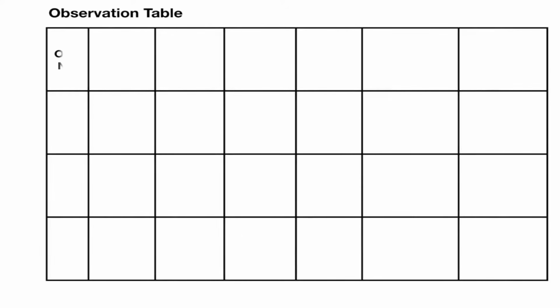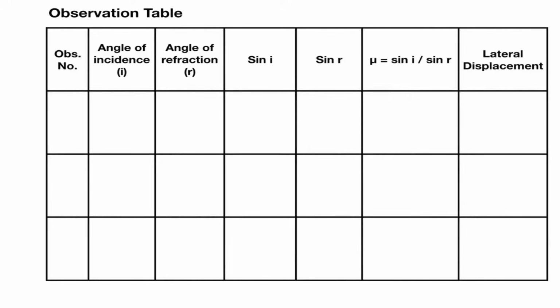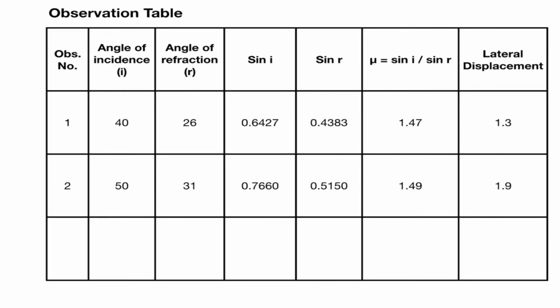Now put the values of i and r in the observation table. Find the values of sin i, sin r and calculate the refractive index. Refractive index is 1.47, which is almost equal to the ideal value 1.5. Repeat the procedure for two more angles of incidence, that is for 50 degree and 60 degree.